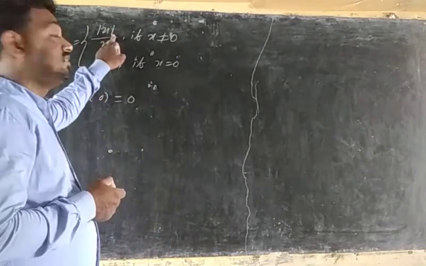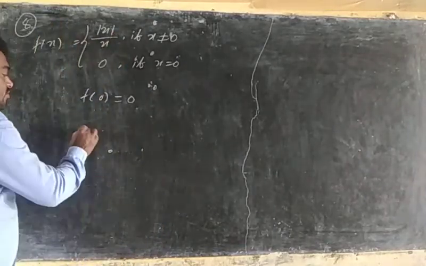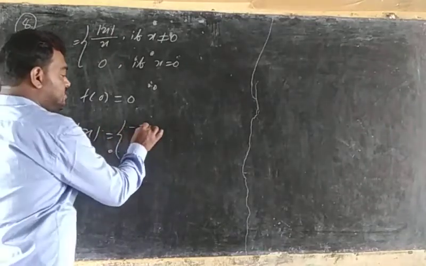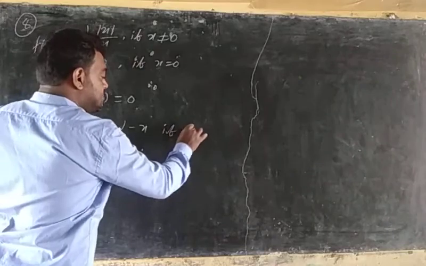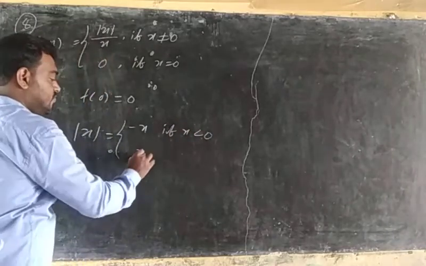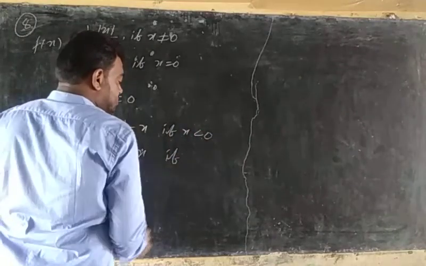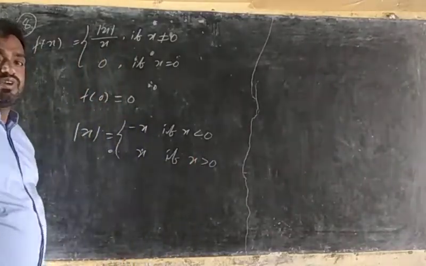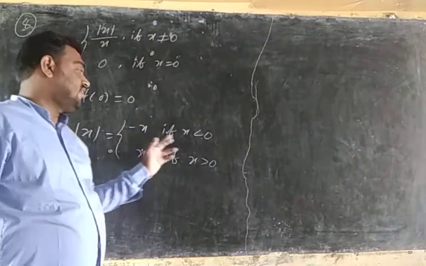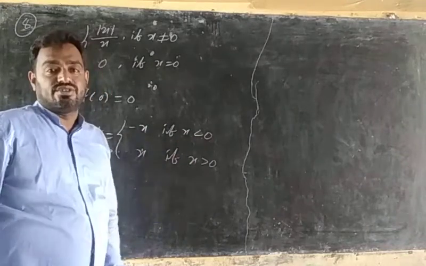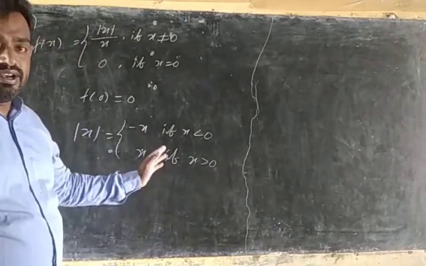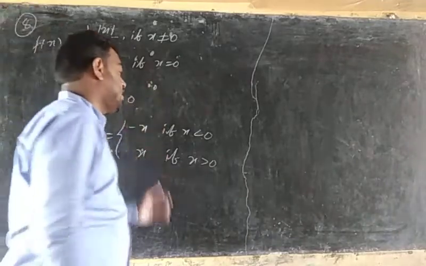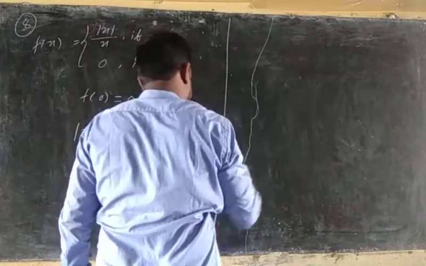Because here mod x is there. Mod x, how is it defined? It is minus x if x is less than 0, and it is plus x if x is greater than 0. So this function is defined for x less than 0 and x greater than 0. So we need to find the left hand limit and the right hand limit. So you find now the left hand limit.